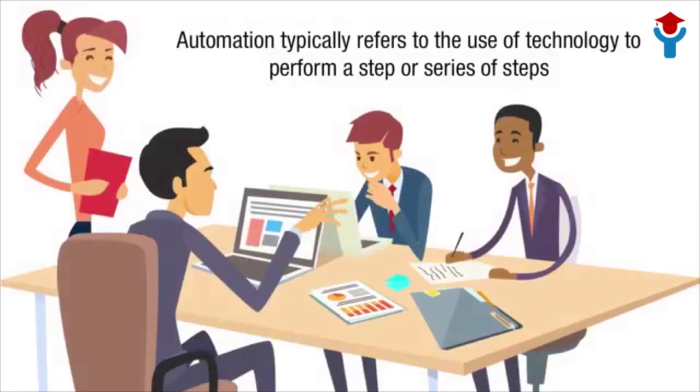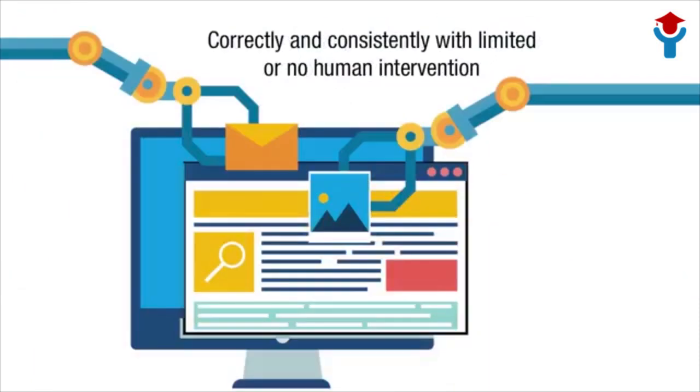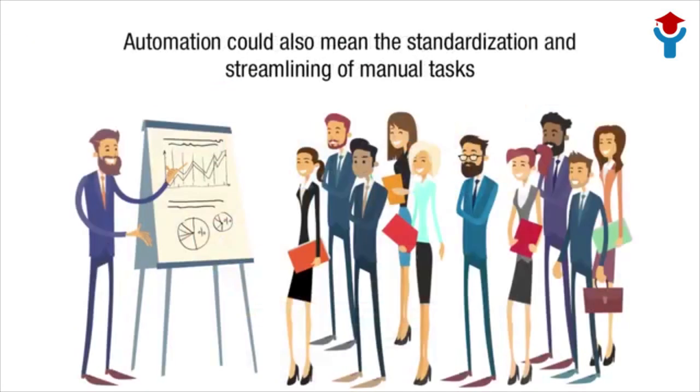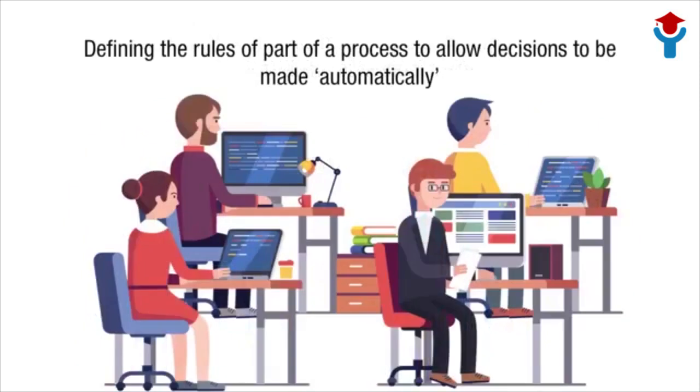Automation typically refers to the use of technology to perform a step or series of steps correctly and consistently with limited or no human intervention. In its simplest forms, however, automation could mean the standardization and streamlining of manual tasks, such as defining the rules of part of a process to allow decisions to be made automatically.